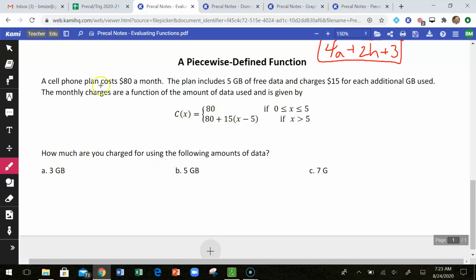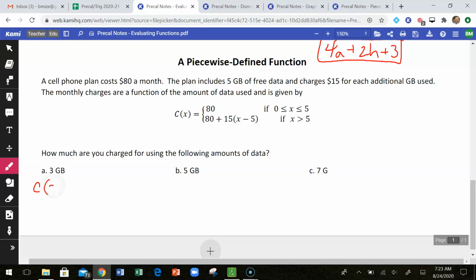So what we have here is a cell phone plan. It's $80 a month. That includes 5 gigs of data for free, but then if you go over the 5 gigs, it will charge $15 for each additional gig. Alright, so what this piecewise defined function says is that if your x is between 0 and 5, where x is the number of gigabytes that you use, the cost is $80. Right? There's nothing there.